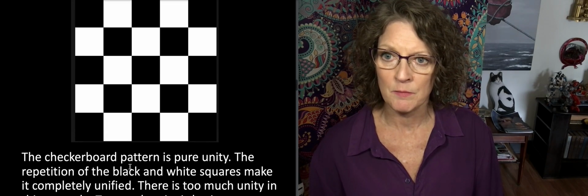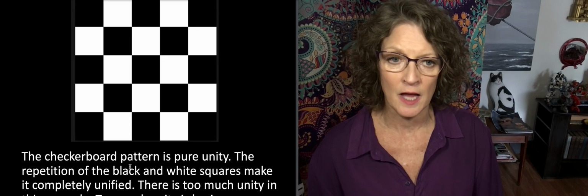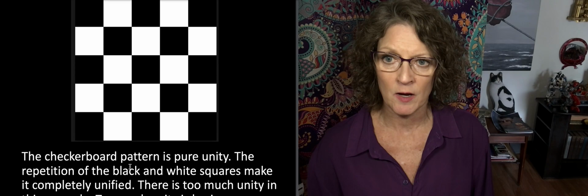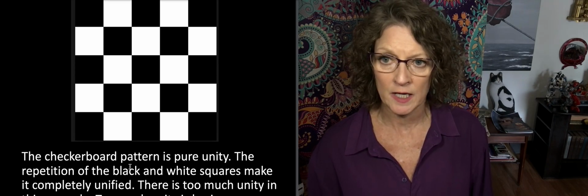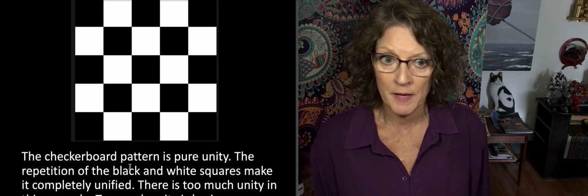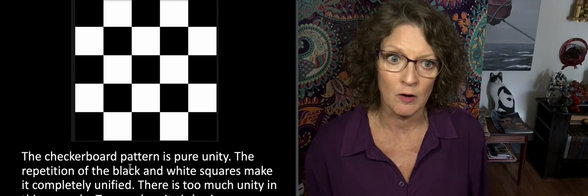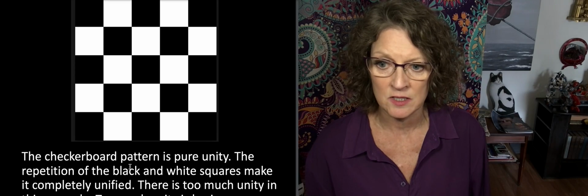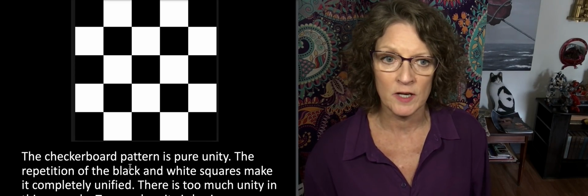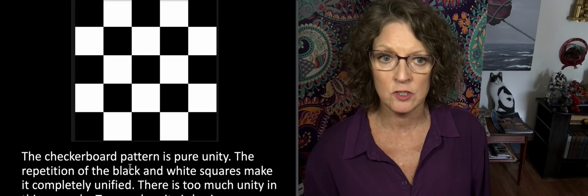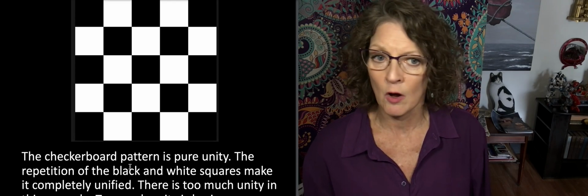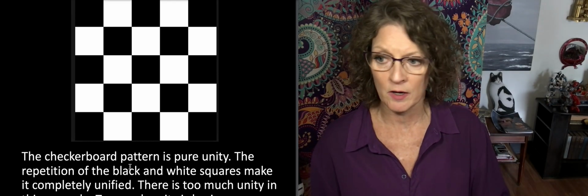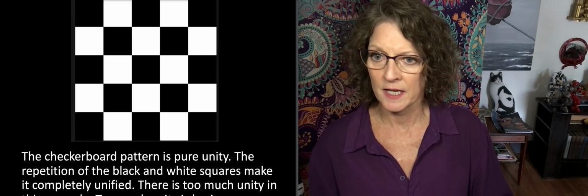Probably the most unified design that anyone has ever come up with before is a checkerboard. We talked about repetition as a great way of creating unity, and there's nothing more repetitive than a black square alternating with a white square through it to fill the entire composition. The only problem is when you have too much unity, you don't have any variety and it becomes boring. So this is where variety comes in to play its job.